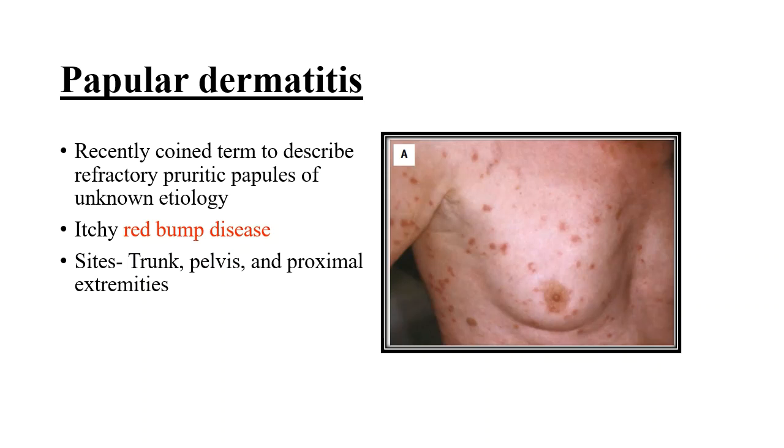Next type is papular dermatitis. Now, this is a recently coined term to describe the refractory pruritic papules of unknown etiology. It is also known as itchy red bump disease. Common sites include trunk, pelvis and proximal extremities. Now, this picture shows numerous edematous red papules with variable crusting. Crusting is often caused by excoriation.